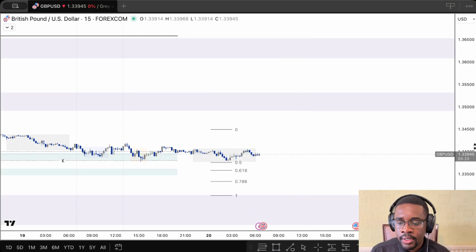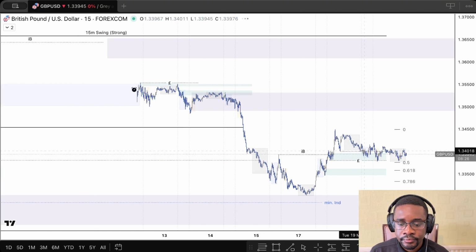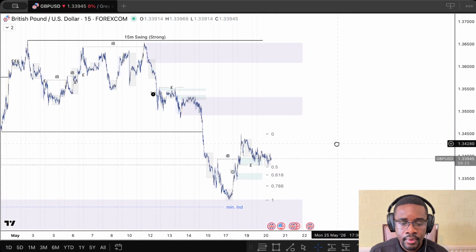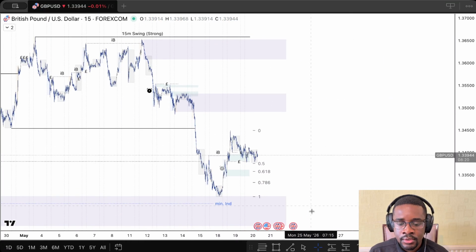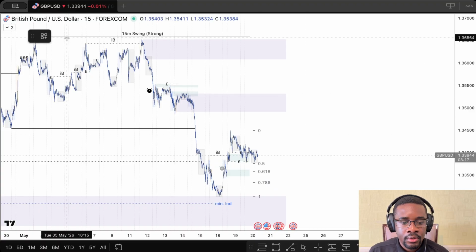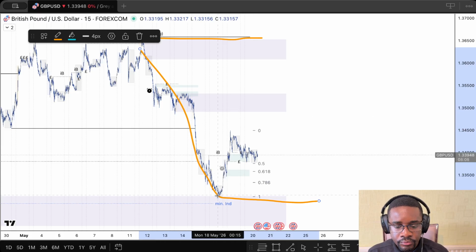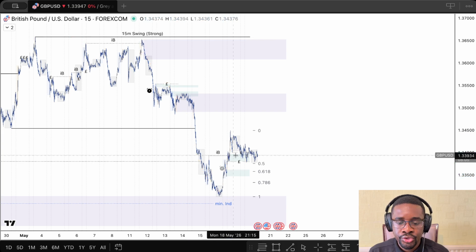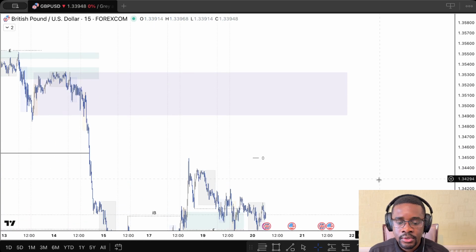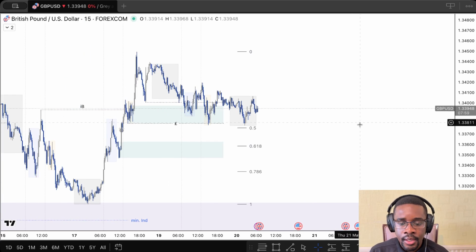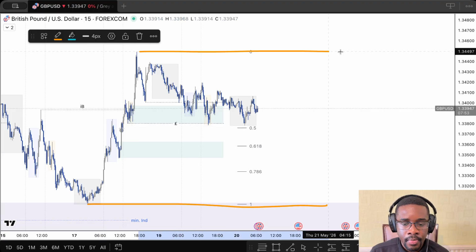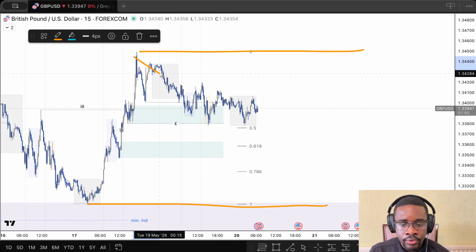So looking at the 15-minute, this is the range that we're in. That's the swing range, that's the swing low. And internal is shifted bullish. So on the 15-minute, internal is shifted bullish for the pound. So this becomes the new range that I'm in. Boom, boom, like that. And then we've had a bit of a retracement with relative lows.